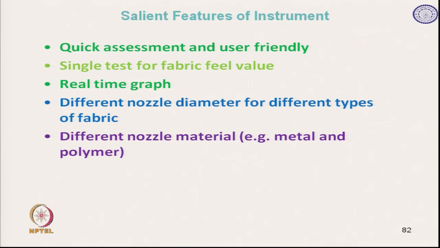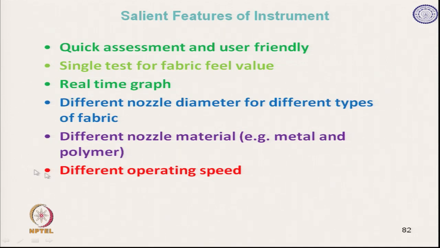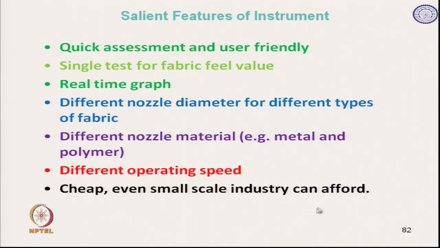This part we have already discussed. We can use different nozzle materials, metal or polymer, depending on the type of fabric and requirement, and different nozzle sizes: for stiffer fabric we can use a larger nozzle, for flexible fabric like knitted fabric a smaller nozzle. We can also use different operating speeds. It is cheap, and even a small scale industry can afford it.